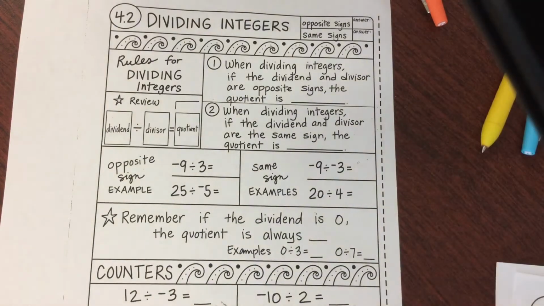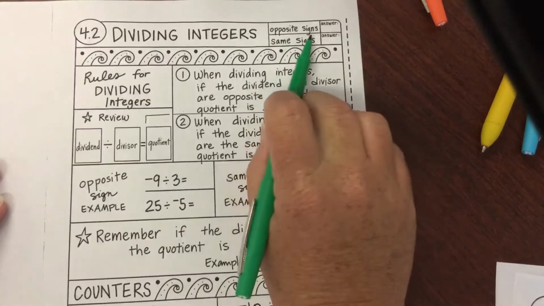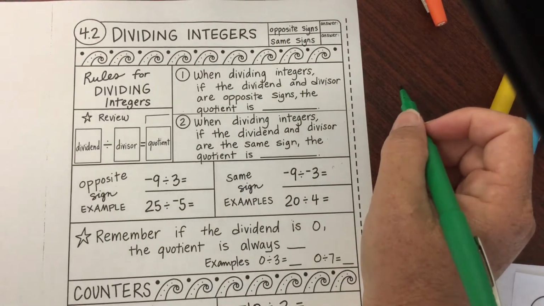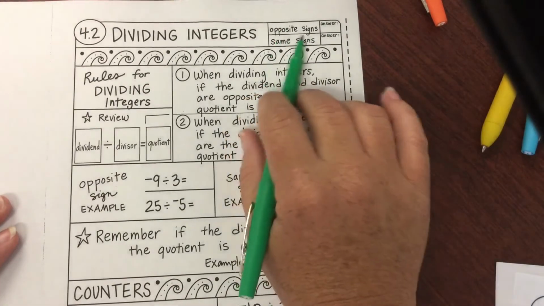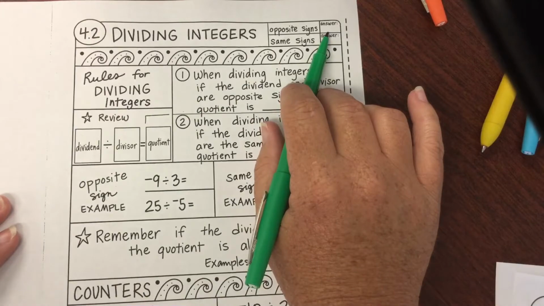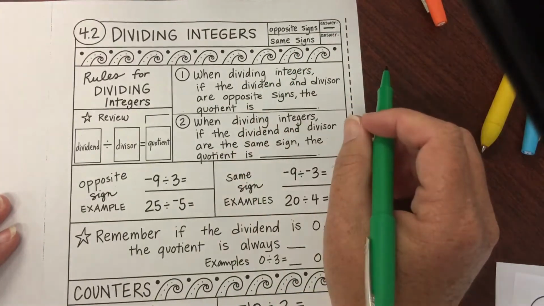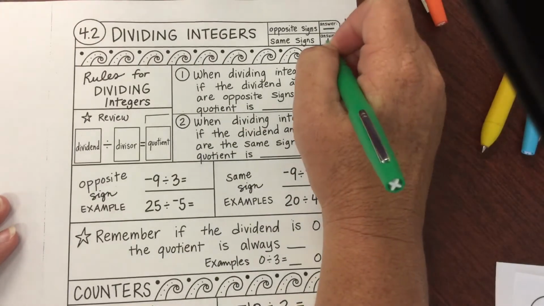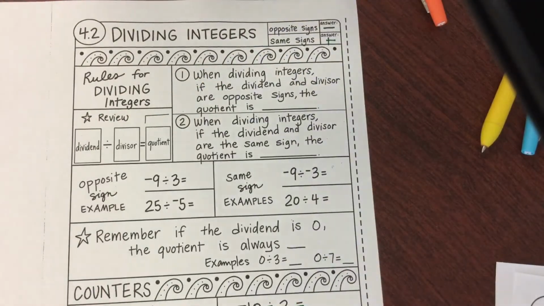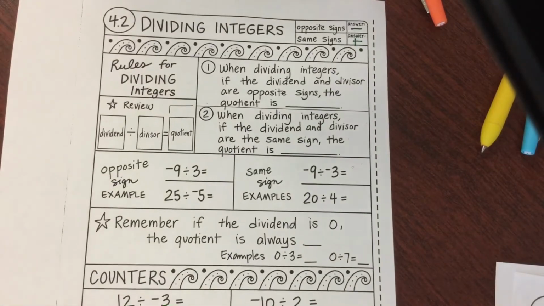Okay, so dividing integers. If they have opposite signs, think about what we talked about in multiplying. If they have opposite signs, then my answer is going to be a what? A negative. And if they have the same sign, my answer is going to be a? That's as easy. Easy peasy. Beautiful. Lemon squeezy. All right.